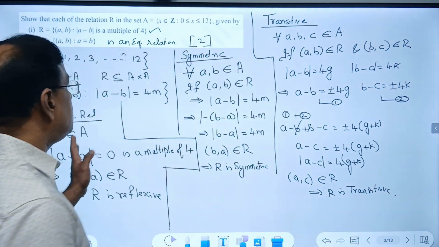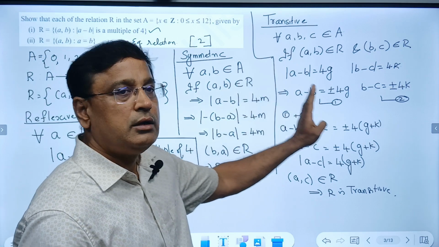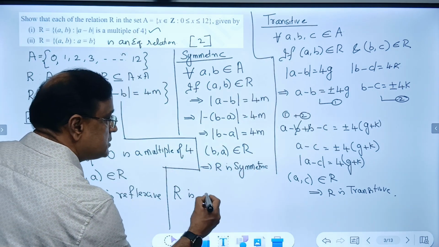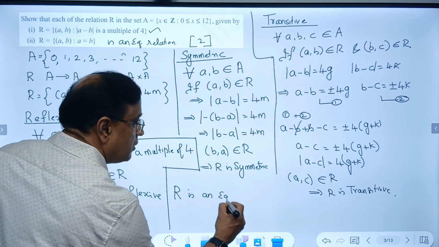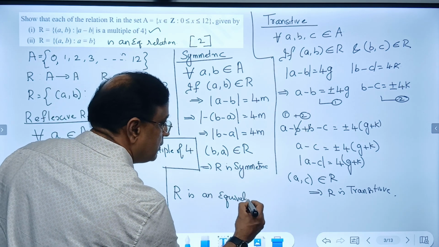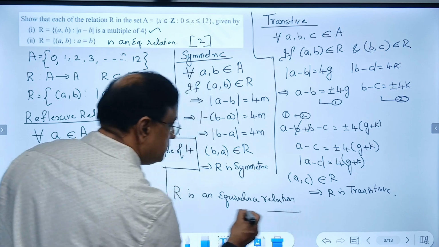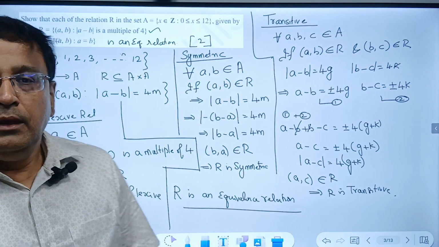Now if R is reflexive, R is symmetric, R is transitive, what type of relation is R? R is an equivalence relation. Clear? That finishes this problem.